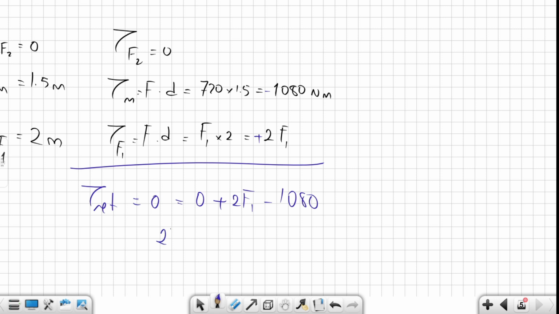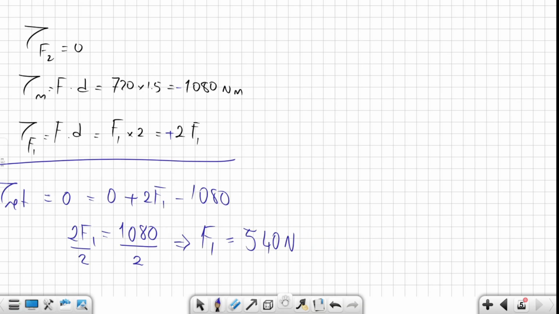So 2F1 will be equal to 1080 to be positive. Divide both sides by 2. And you will get F1 as 540 Newton. What would we do if it is also asking for F2?